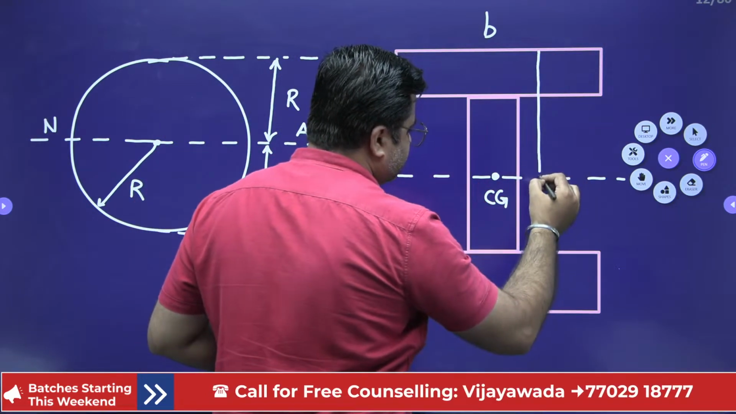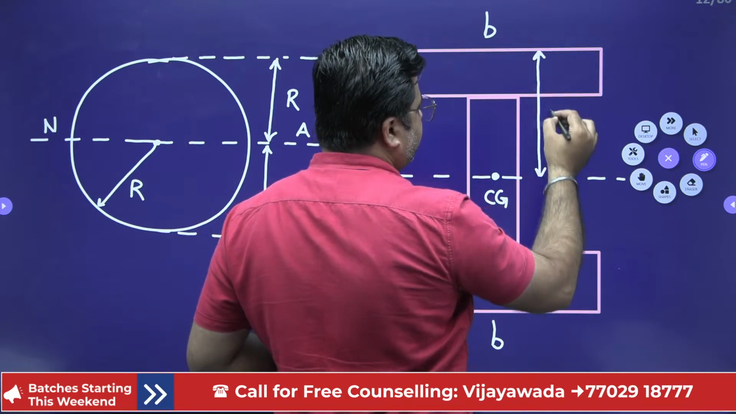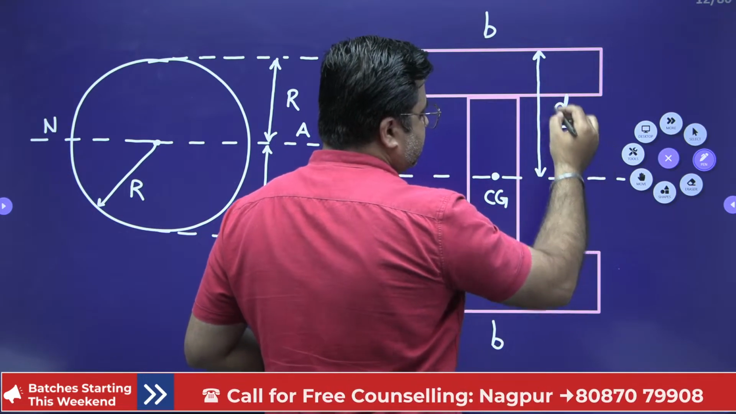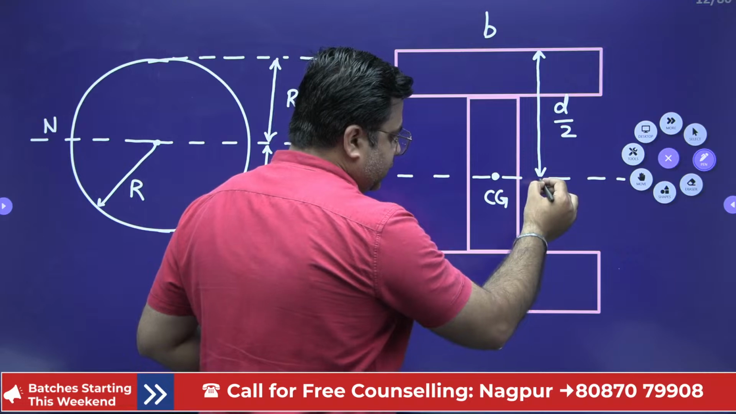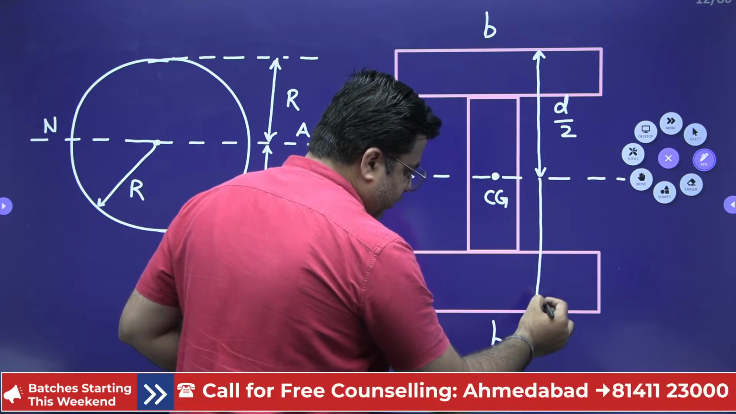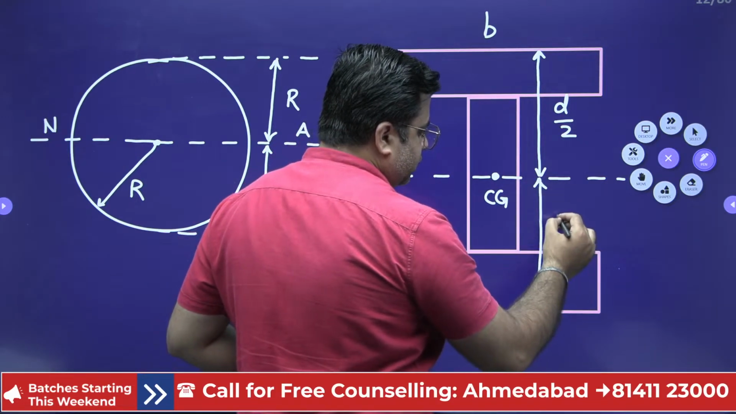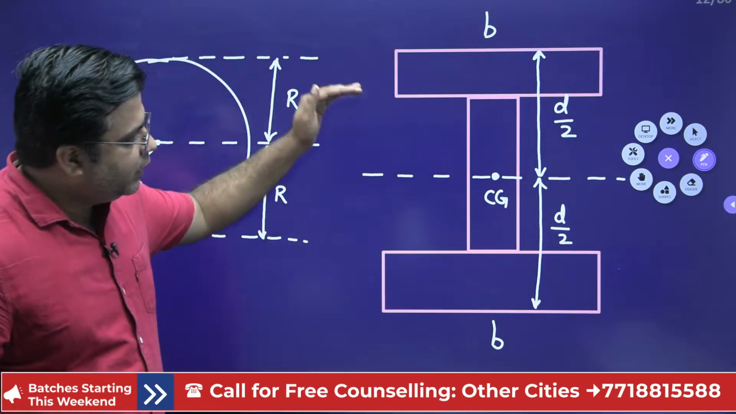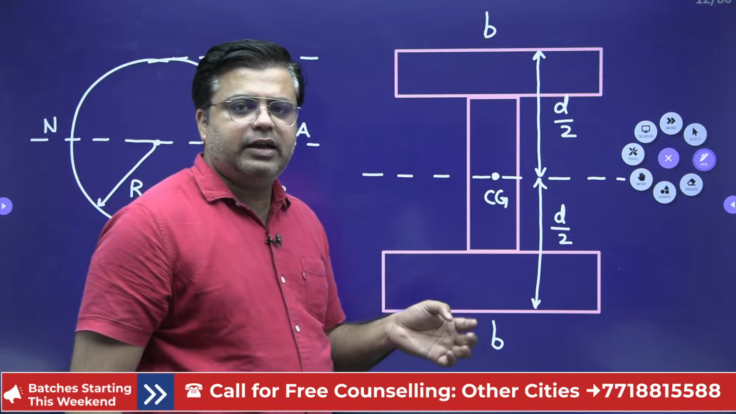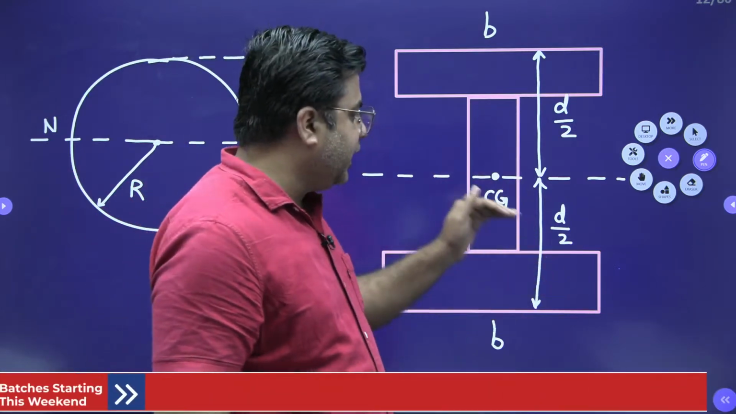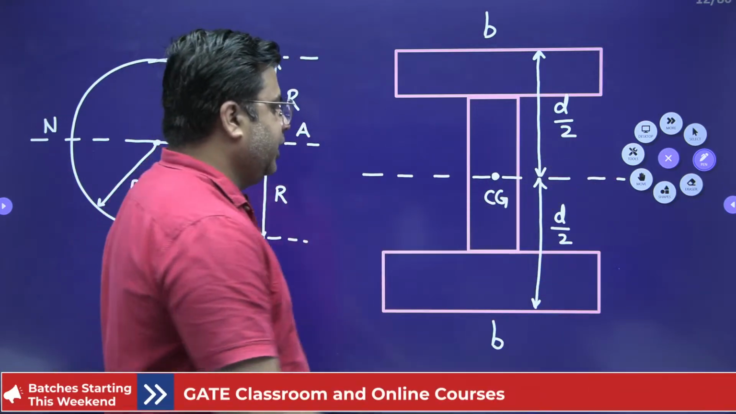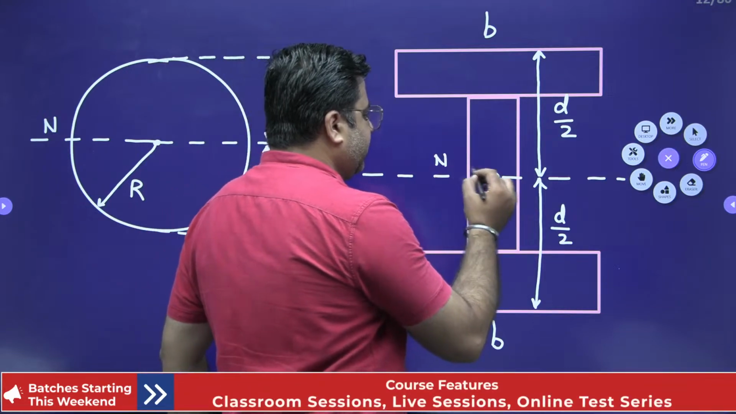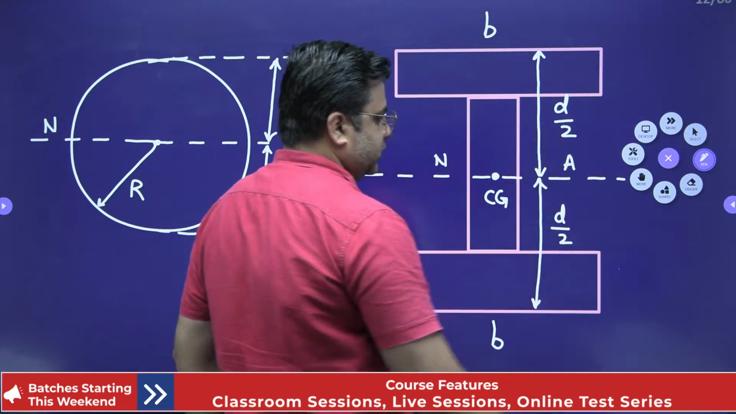So this distance is D by 2. If the total depth is D, this distance is D by 2 and this distance will also be D by 2, right? So whenever any symmetrical figure is there, CG will always lie on the axis of symmetry. And this axis of symmetry will also be called the neutral axis, right?